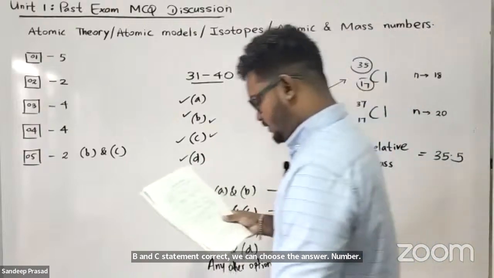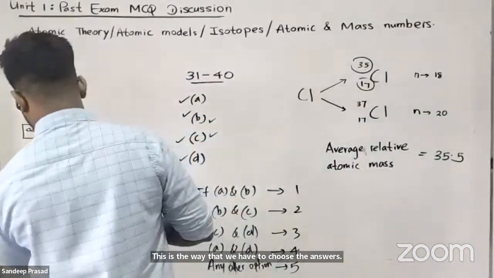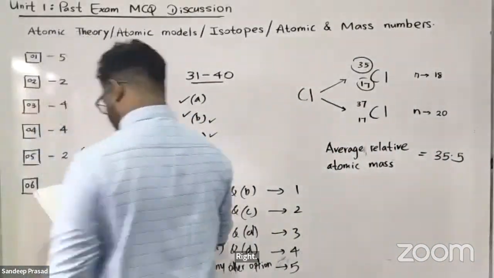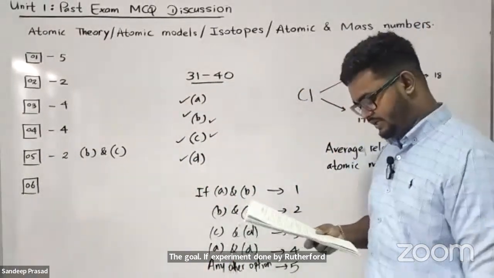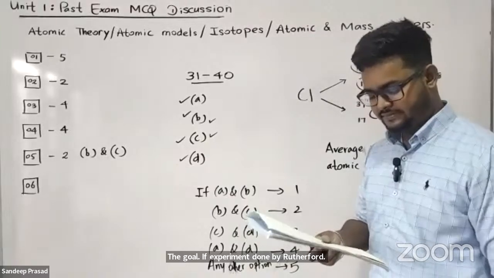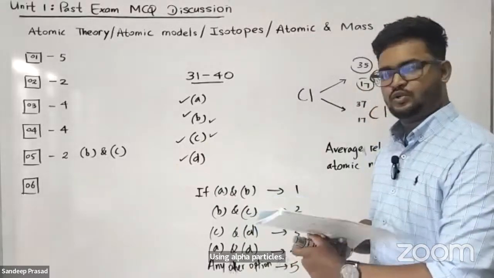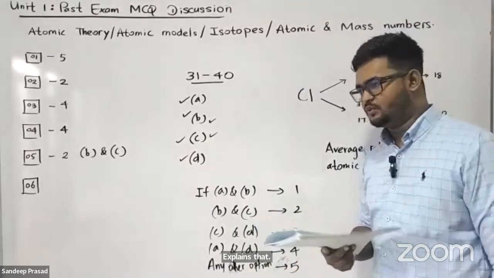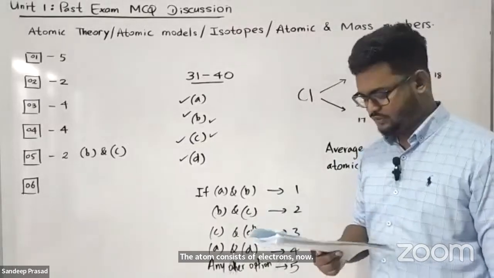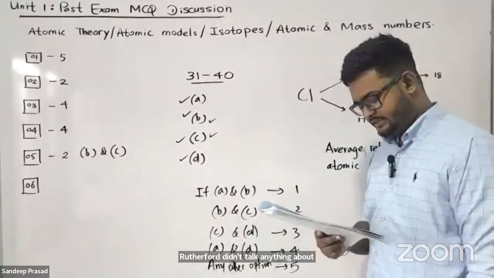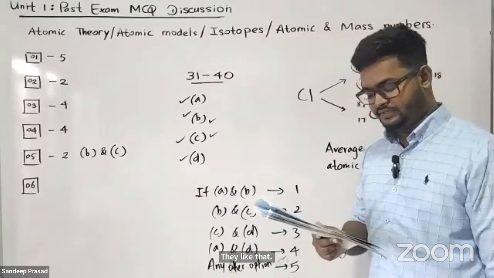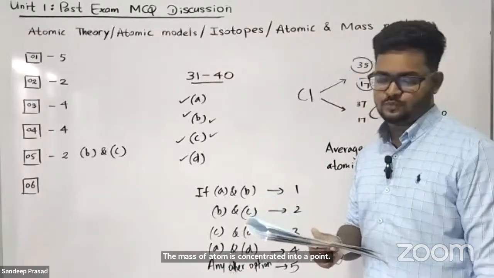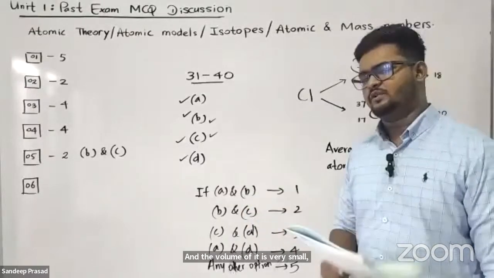Now let's go for question number 6. The gold leaf experiment done by Rutherford using alpha particles explains that the atom consists of electrons. No, Rutherford didn't talk anything about electrons, so we can't tell like that. The mass of the atom is concentrated into a point and the volume of it is very small. Is that correct? Yes, that's what we learn.